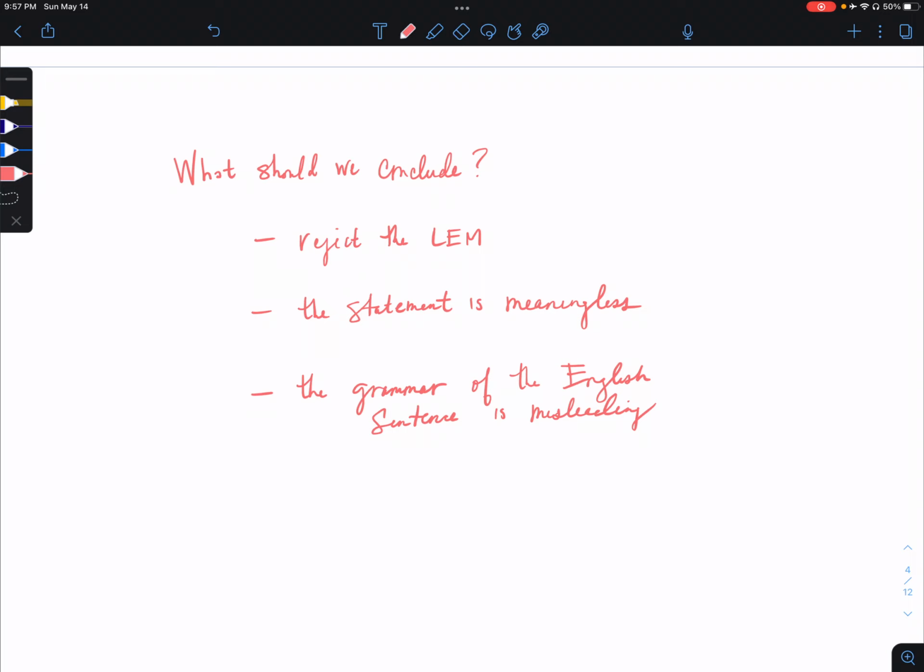Or maybe a statement like the present king of the United States is meaningless when the name doesn't refer to anything, then the entire sentence in which that name occurs is meaningless. The problem with that is it doesn't seem like a meaningless sentence. We understand exactly what it means, and we understand that it's false, and we understand why. So, like, in what sense is it meaningless? So our third option is that maybe the grammar of the English sentence is misleading. And let's explore that one before we reject the law of excluded middle.